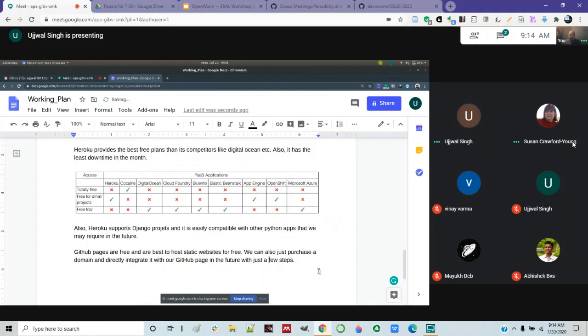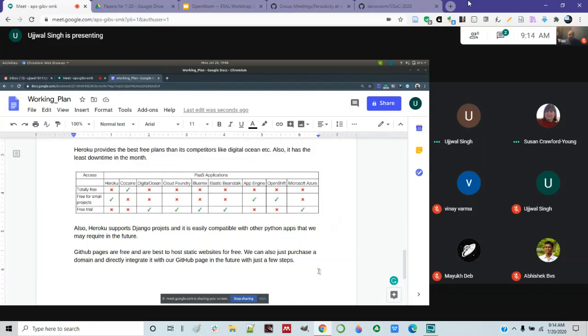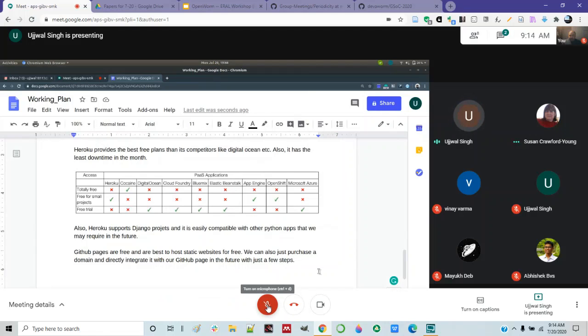because we have to maintain it for a long time. We are not just going to see a free trial and then have to pay, because I personally believe this is an open source initiative and paying for this doesn't make sense for us right now, when we can do it almost for free. So this is the reason why I'm choosing Heroku.